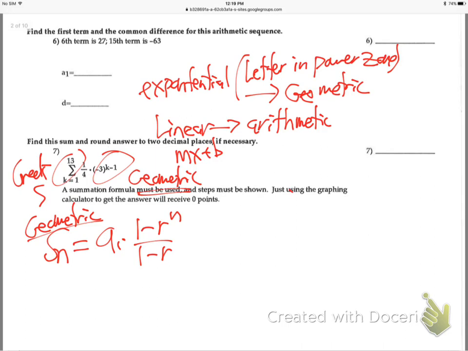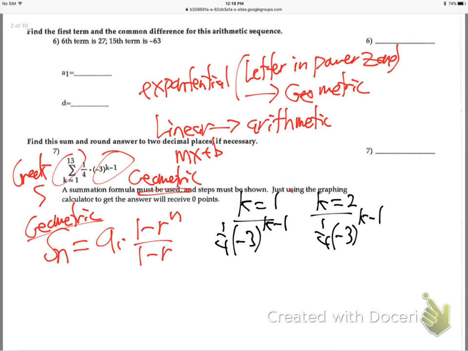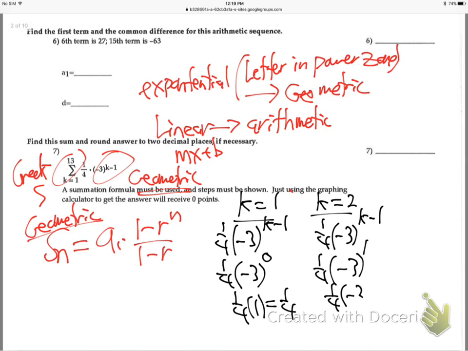So I take the formula, plug in k as 1 to the 1/4 times minus 3 to the k minus 1, and then I'll plug in k as 2 to the same formula. So plug in k as 1, you get 1/4 times minus 3 to the 0. And plug in k as 2, and it's the 1 power, and so this is just 1/4 times 1, which is 1/4, and this is 1/4 times minus 3.